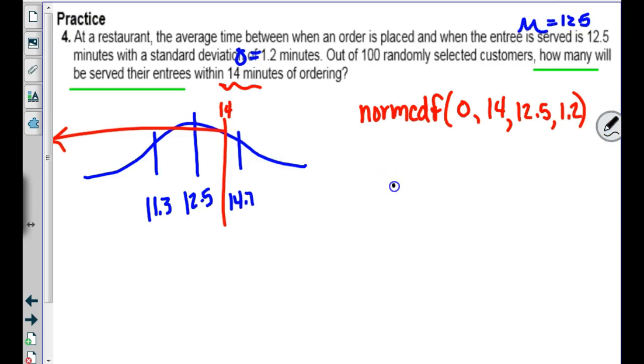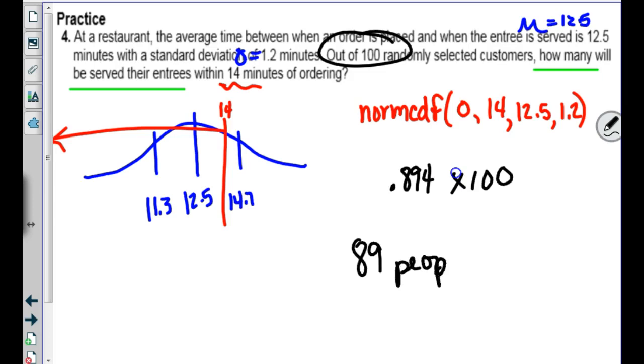Yeah. 0.894 is 89.4%. So out of 100, about how many would get their entree? About 89 people. 89 people within 14 minutes. Okay? Everybody good?